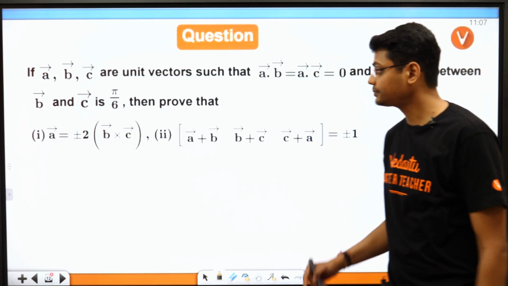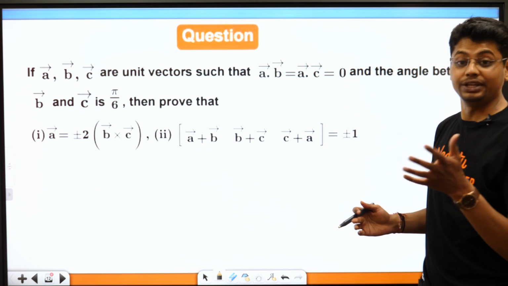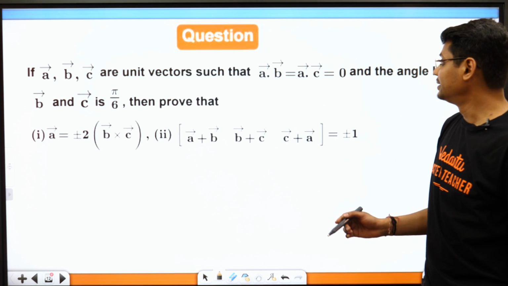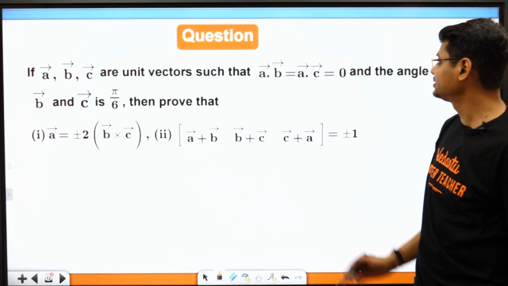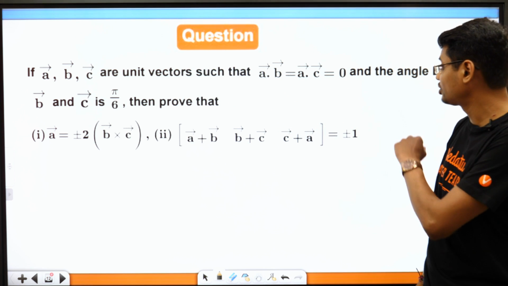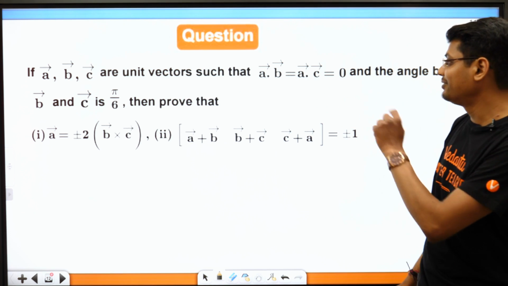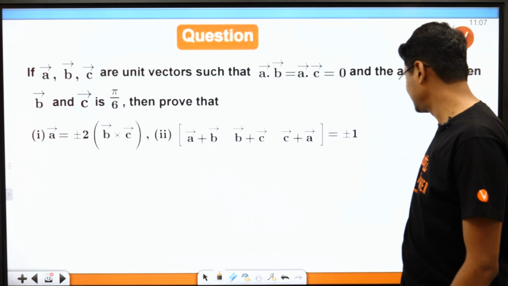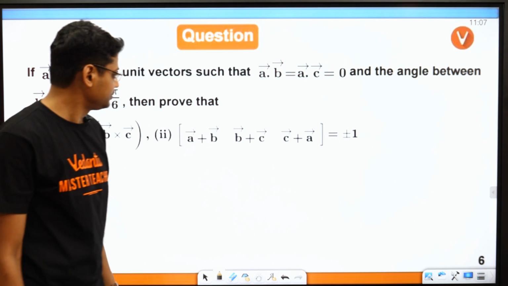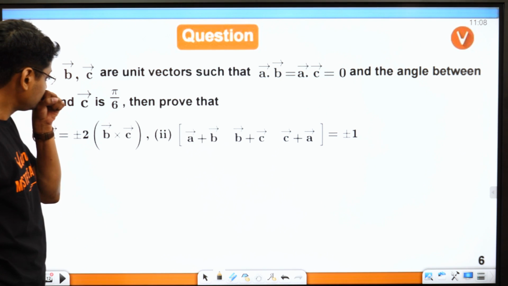Alright. Coming to this question. 3 unit vectors have been given. They follow these equations: A vector dot B vector equal to A vector dot C vector equal to 0. And the angle between B vector and C vector is pi by 6. And we have been asked to prove this. This is a typical 6-mark question that is asked in boards. Alright.